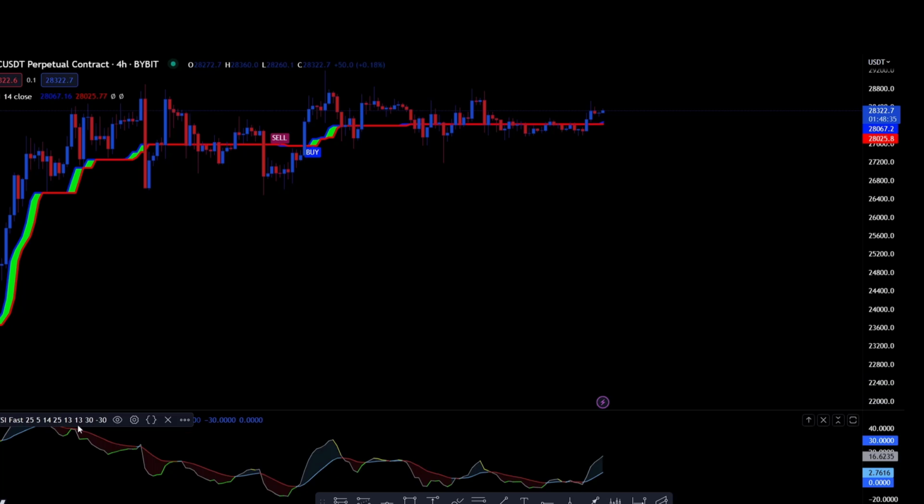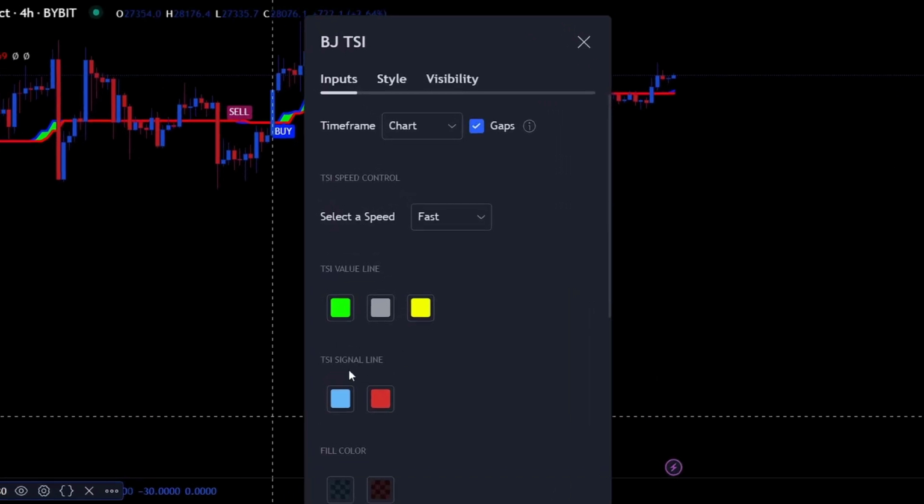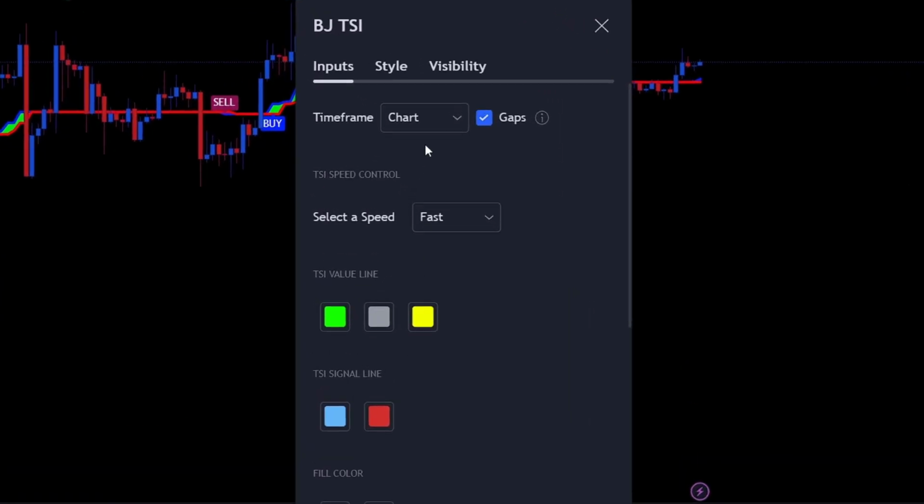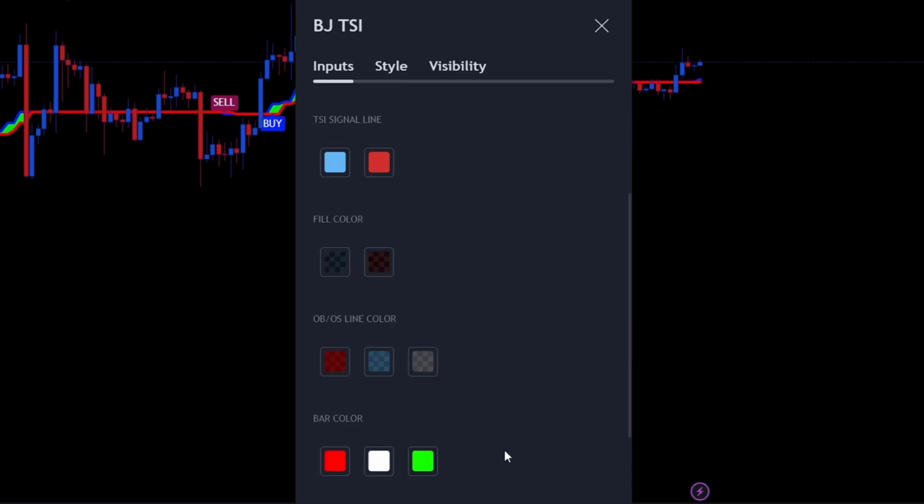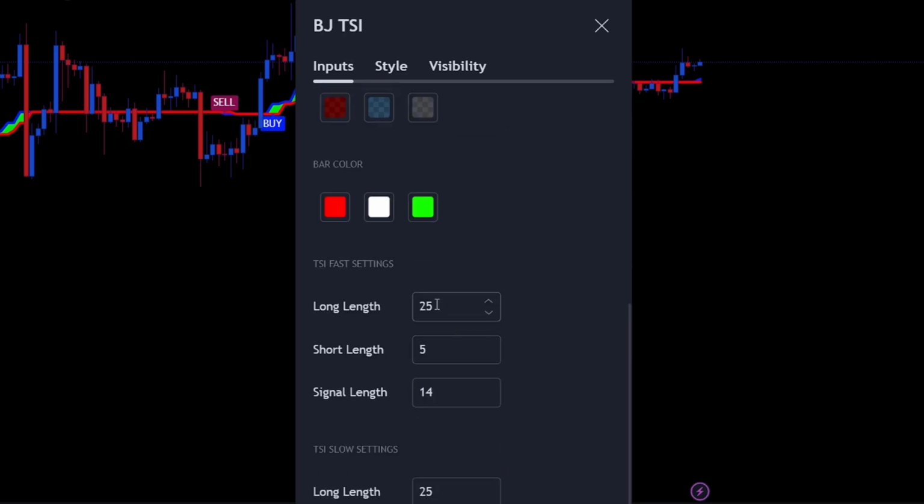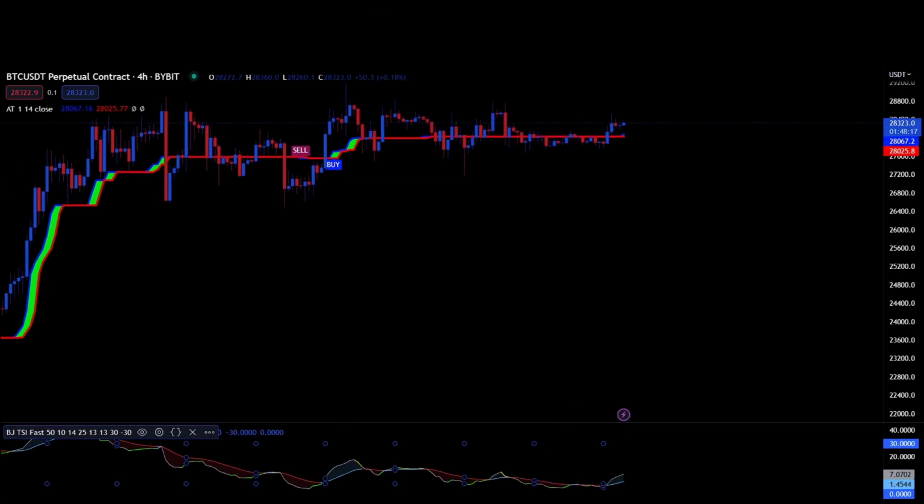We only need to change the settings of the Bjorgum TSI. Click on Settings of this indicator and open the tab Inputs. Then scroll carefully down until you see the fast setting. Change the long length to 50 and the short length to 10. The rest of the settings we leave on default, and we now are ready for the technique.